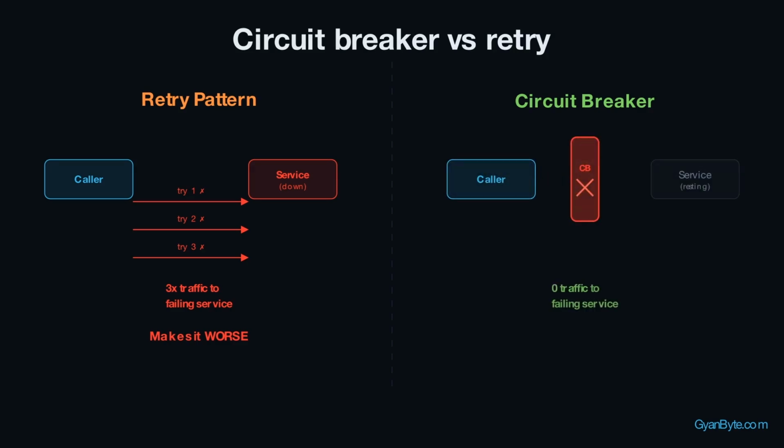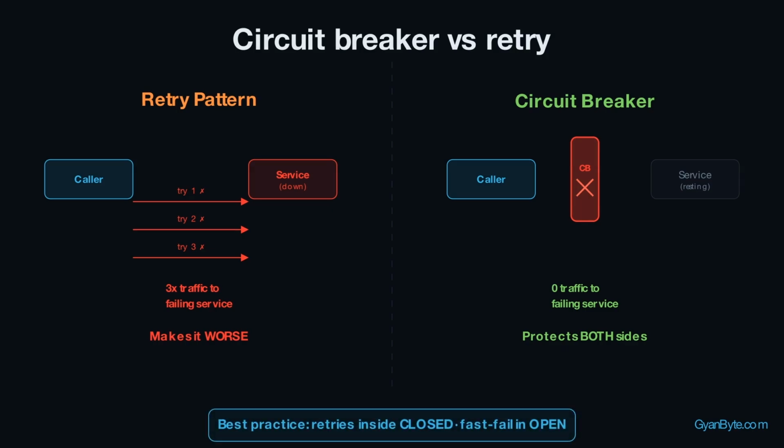The circuit breaker does the opposite. It stops all traffic. It gives the failing service room to breathe and recover. In practice, you use both together. Retries handle transient glitches. The circuit breaker detects sustained failure and cuts the wire. Retries inside the closed state, fast fail in the open state.